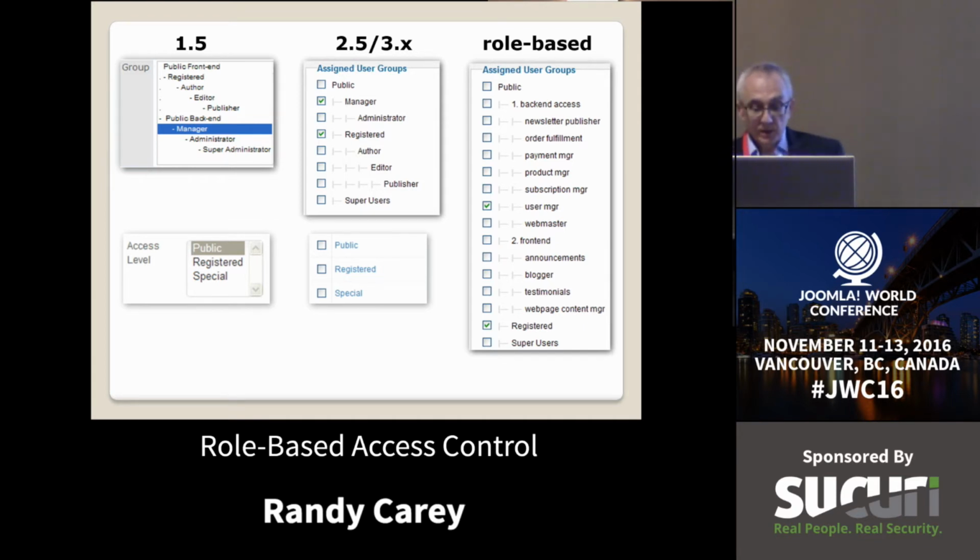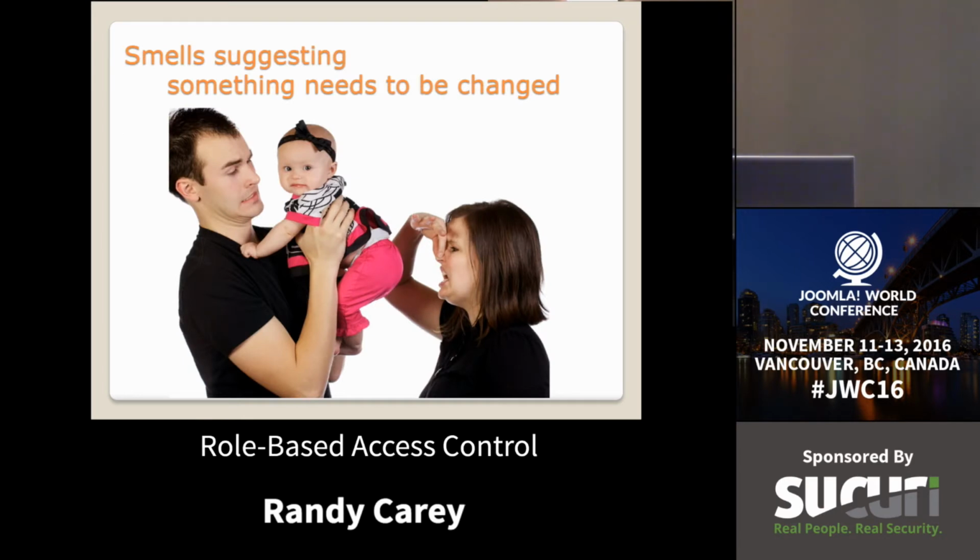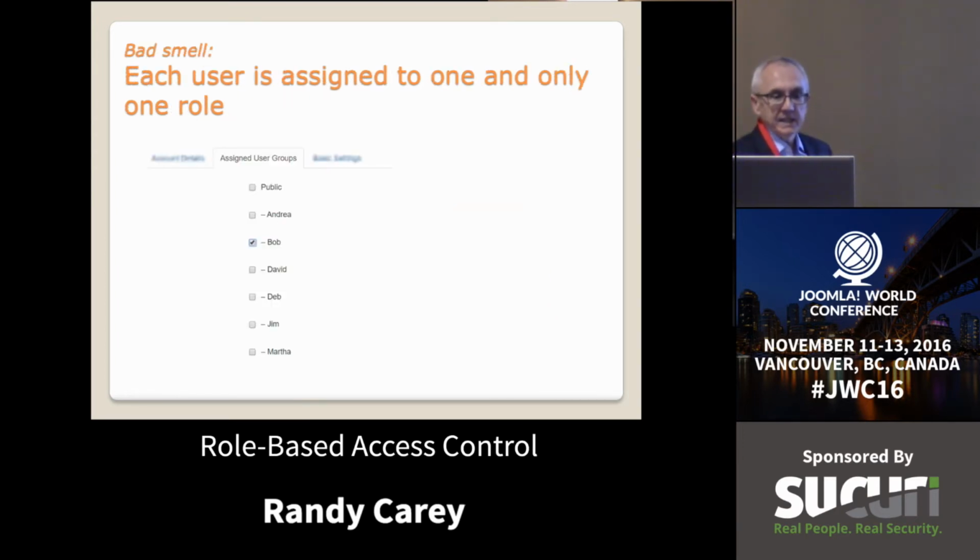So again, I ask you, what are some signs that maybe we're not doing it quite right? What are the smells that suggest something needs to change with your ACL? This is taken after a book on refactoring in software engineering, talking about the bad smells of code. When you see something like this, it's probably not set up quite right. So, first thing is that each user is assigned to one and only one role. That may be the case, but if you're forcing it that way, you're probably setting up your ACL focusing more on the user than on the role, and the roles that can be interchanged and shared.